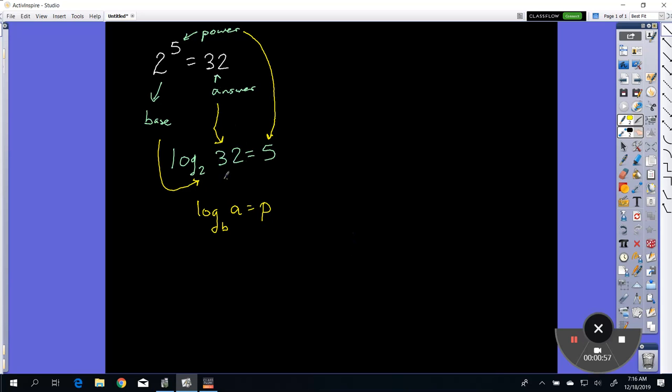So remember, logarithms are really saying 2 to what power is this number? So 2 to what power is 32? So that's really what a logarithm says.